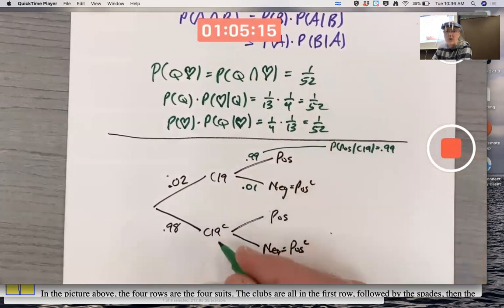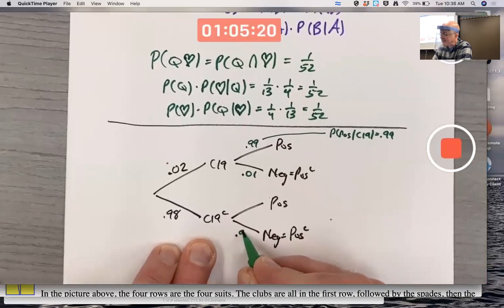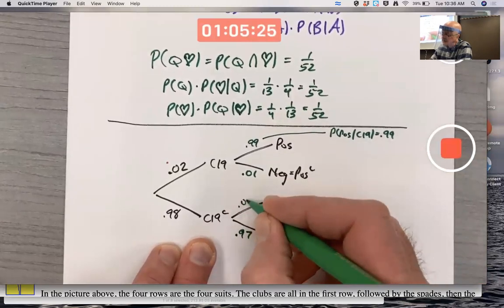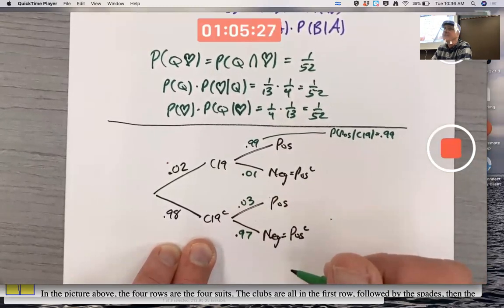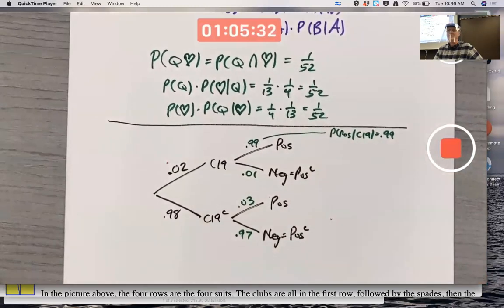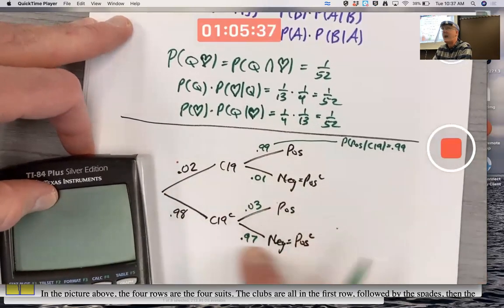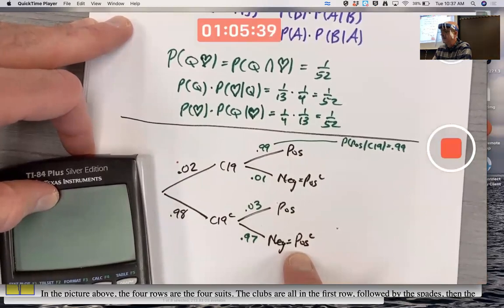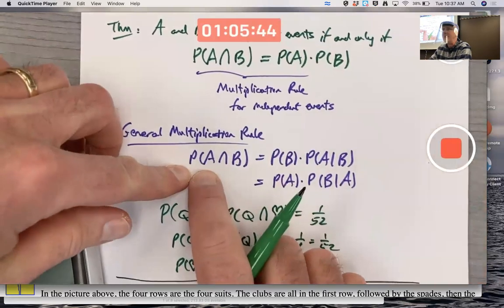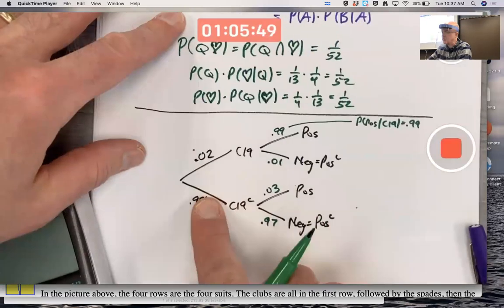On the flip side, if you really don't have it, you would hope you would get a negative result. And maybe you do most of the time, but it's not as high, maybe 0.97, 97% of the time. And you get a false positive 3% of the time. If I multiply the numbers along each path of branches by the general multiplication rule, that's going to give me probabilities of A intersect B, because these are regular probabilities here and these are conditional probabilities here.